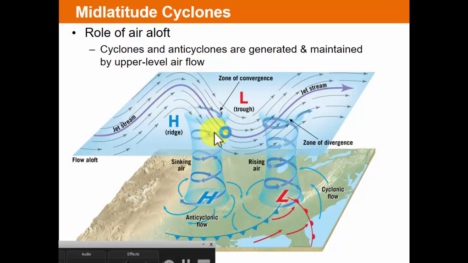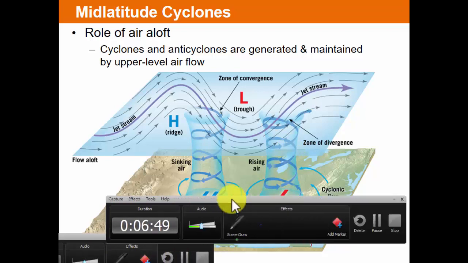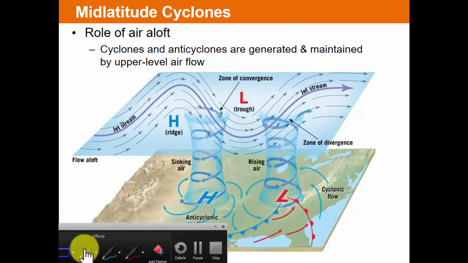And it's these wavy patterns that create the sinking air to create high pressure at the surface and the rising air to create low pressure at the surface. And again, once our air begins to rise at the surface, that counterclockwise flow brings cold air south. It brings warm air north.